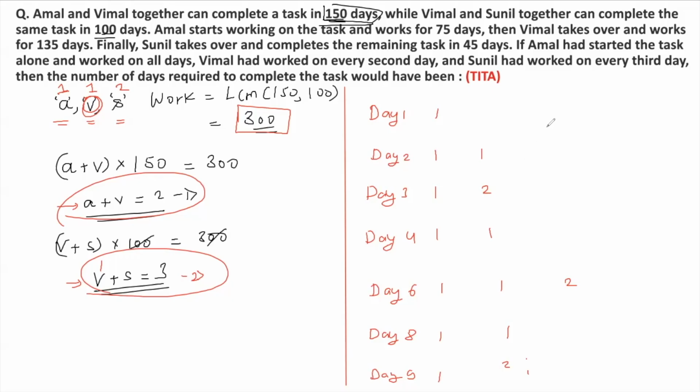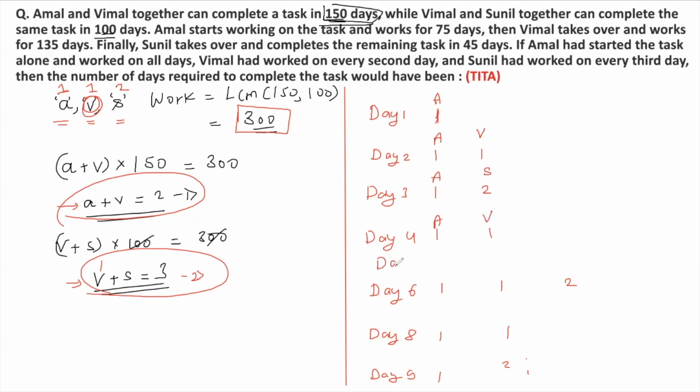This is the spiciest, the juiciest part of the question. The problem is that people don't try to understand this particular part. So day one only Amal is working. Day two, Amal is working along with Vimal. Okay, day three, Amal is working along with Sunil. Day four, again Amal and Vimal.